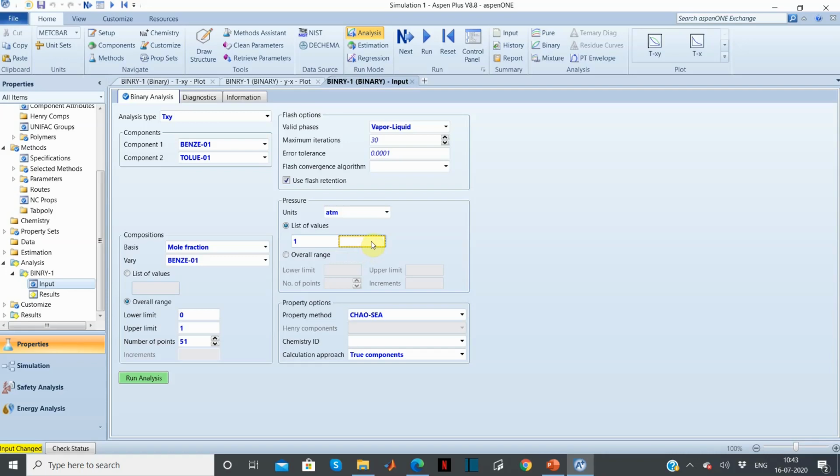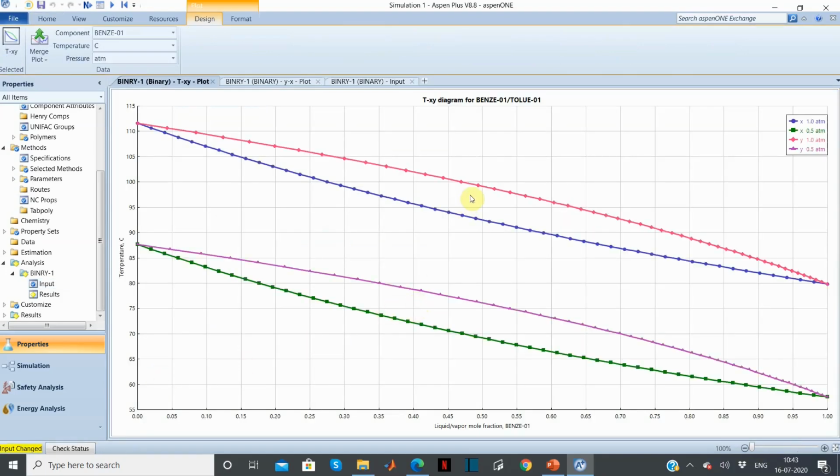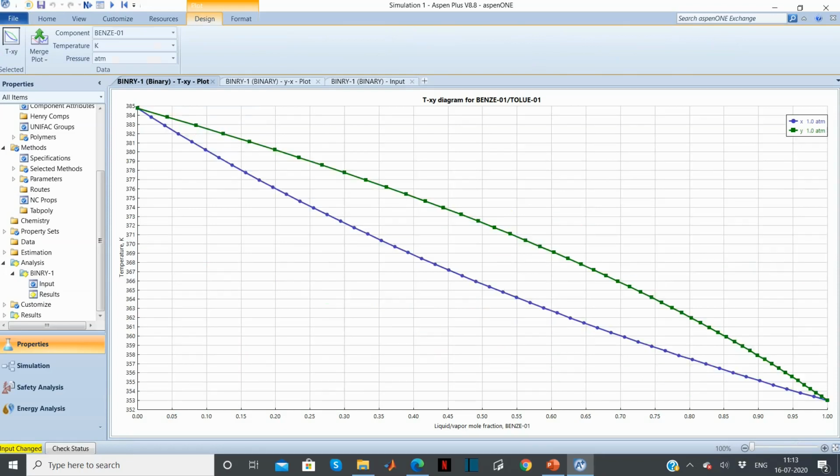You can also make a TXY plot for another pressure, which is 0.5, and then run analysis. As you can see, these are for two pressures. One is 1 atmosphere and the other one is 0.5 atmosphere. Now let us analyze the result which we got.